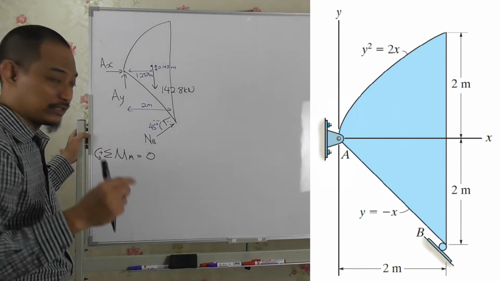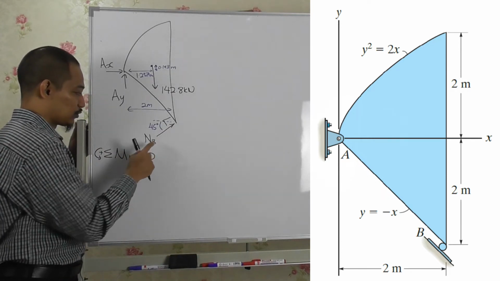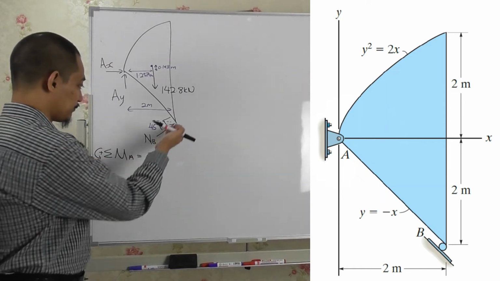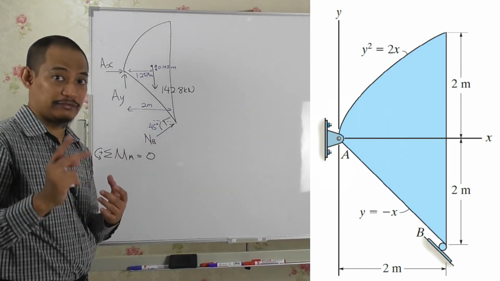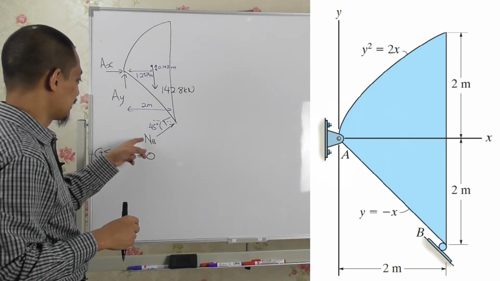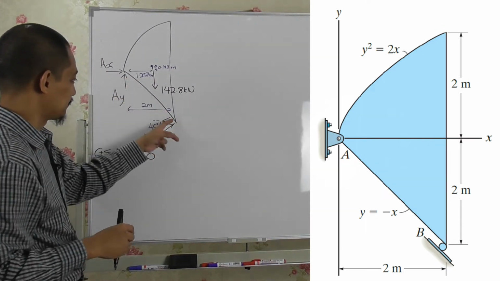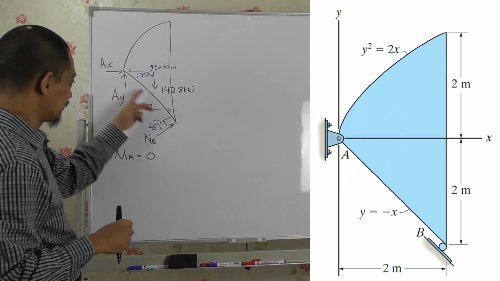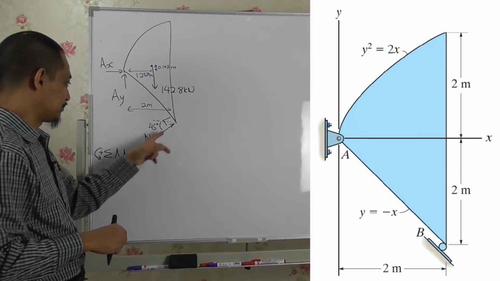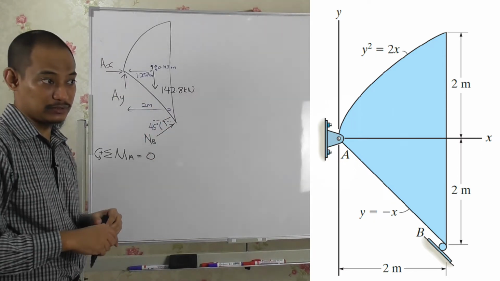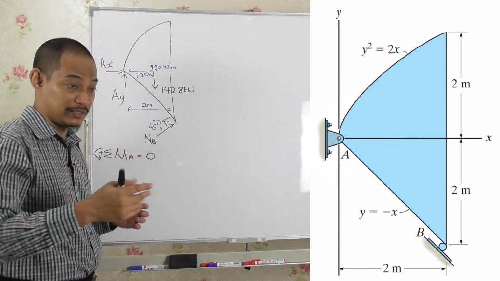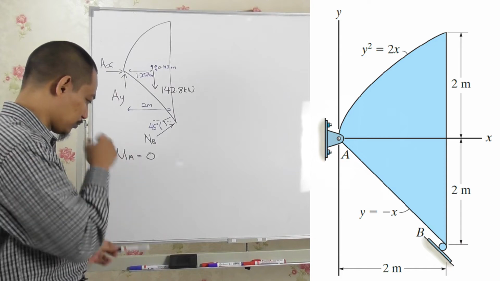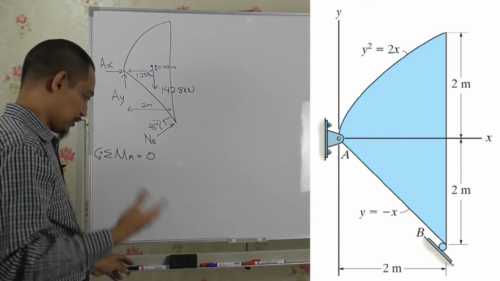There are actually two ways to calculate this. One is to resolve into x and y and then just use the perpendicular distance. Second, if you understand, this NB is actually perpendicular to this distance, right? So if you know this distance over here, then you can just multiply by this distance, because moment equals force times distance. That distance d is the perpendicular distance. So I'll show both, right?